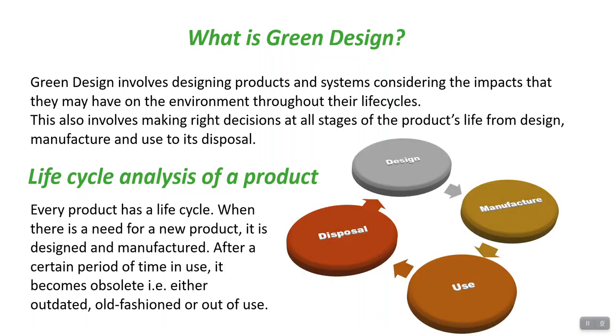So this diagram illustrates the life cycle of the product. It is designed first. There's a group of persons or one person who designs a product. Then the product is manufactured in whatever way it is. Then the product is sold, and the buyers use it. Then, when it becomes obsolete, outdated, old-fashioned, we get rid of it. So we dispose of it. So this is the life cycle of any product you have.